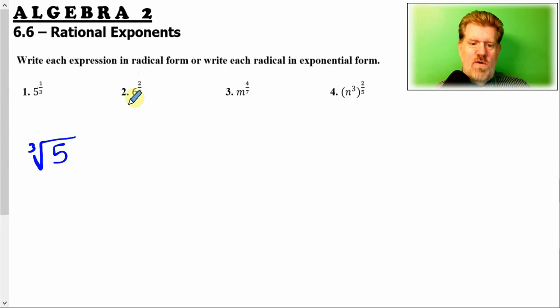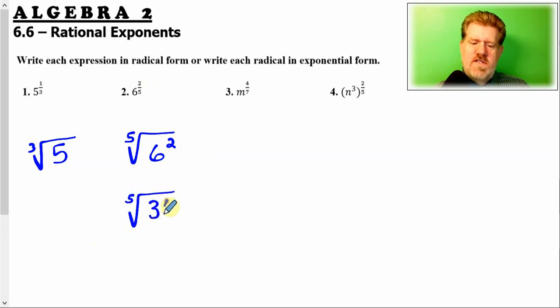Okay? What's 6 to the 2/5? The denominator is your root, and your numerator is the exponent. So you can think of it like that. What is 6 squared? It's 36. But these are both the same. This is how it works. M to the 4/7. 7 is your denominator. 4 is your exponent.